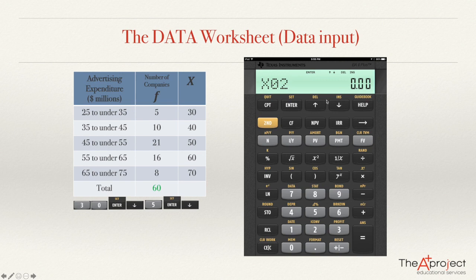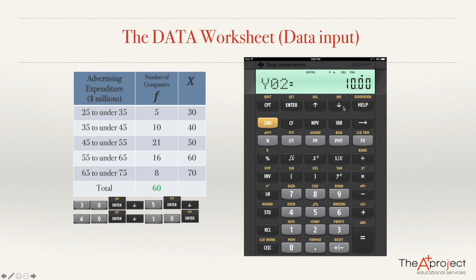I scroll down and the calculator is asking me what the second value of the variable is. So again, press the second midpoint. The second midpoint is 40. So I'm going to press here 4, 0, 40, and enter. Then scroll down to see the frequency. The frequency is 10. Just press 1, 0, 10, and then enter. Every time: value, enter. Frequency, enter. Okay, we have already entered the frequency of the second value.